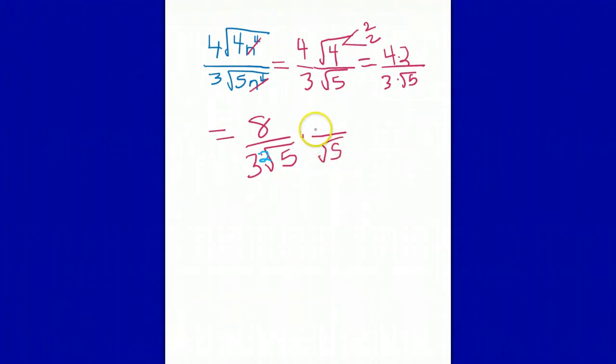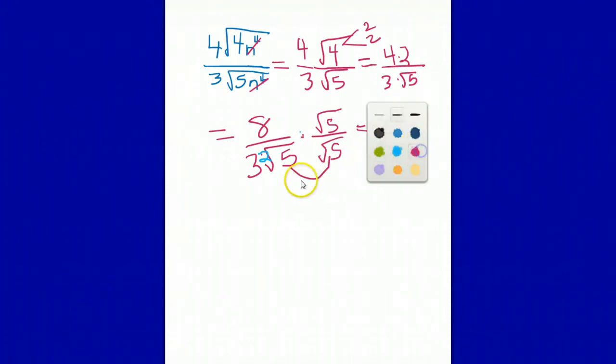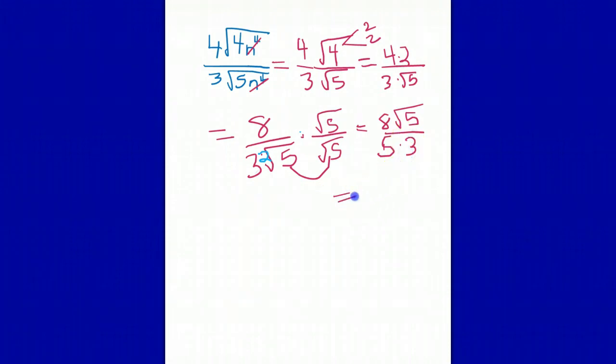Since the bottom has the square root of 5, so does the top. So the top's easy. The top's just 8 square root of 5. And again, don't multiply the 2 because the 8 is on the outside and the 5 is on the inside. Now, we've got these two 5s that are now freed. Free at last. But remember, I still have a 3 from before. So my final answer is 8 square root of 5 over 15.